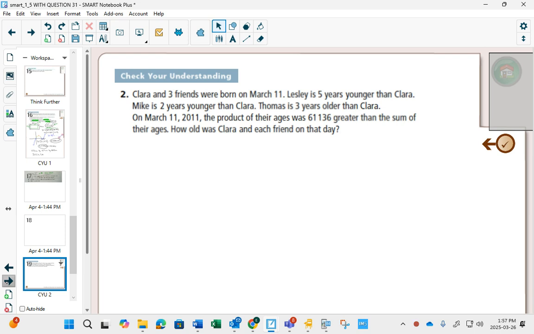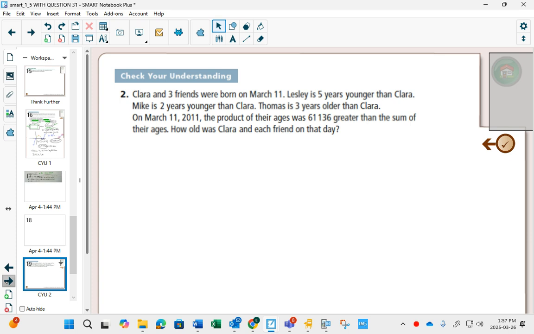And instead of knowing how old Clara is, you just happen to know that the product of their ages is 61,136 times greater than the sum of their ages. This is very realistic, right? This is what you would normally know in life. And the question is, how old is Clara?